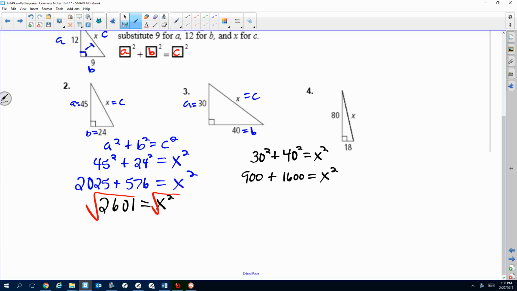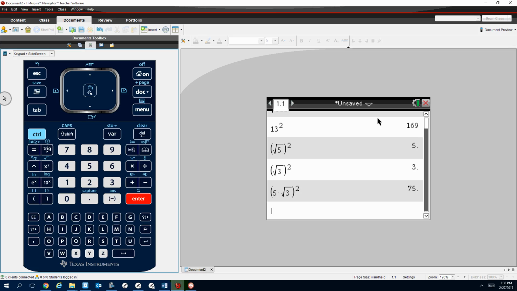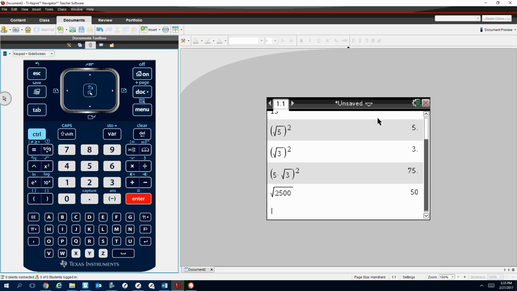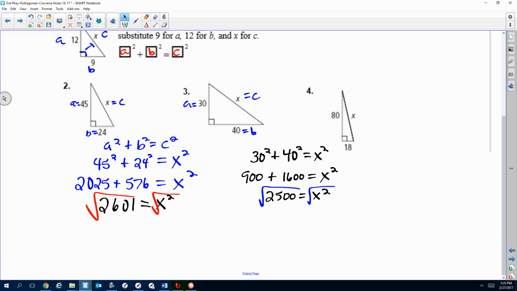And if you did it correctly, yep, 2500 equals x squared. And then we're supposed to take the square root of both sides. So I said it's important to have your calculator. So we're going to do control x squared, 2500, hit enter, and we get 50. So x, the missing variable, is 50. We're going to box that.